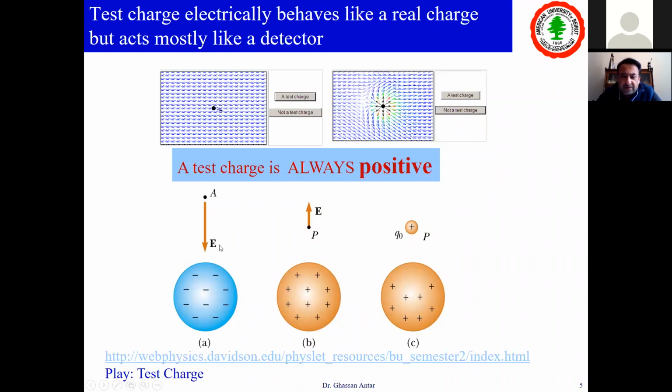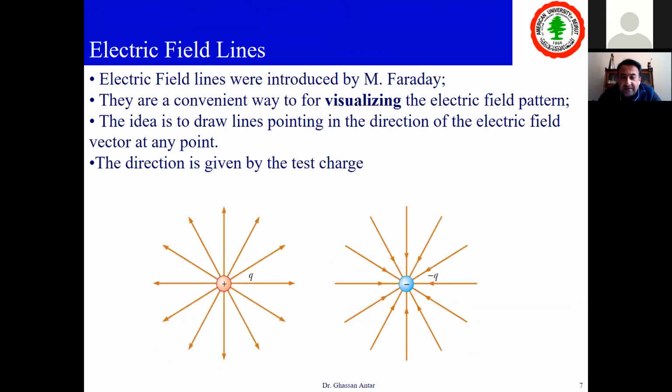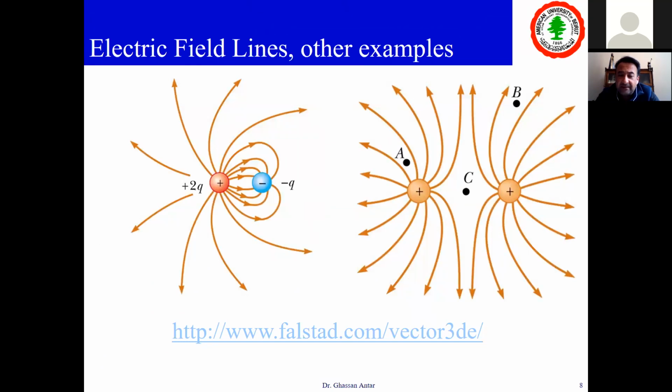This graph here shows, if you compare B and C, the difference between a test charge and a real charge. I cannot use a real charge to measure the electric field caused by another charge, because this real charge will actually affect the charge distribution on the other charge. So this is what we call the electric field lines. Since the charge is positive, the direction of the electric field line will be away from the positive charge and towards the negative charge. And so this is a schematic. We have seen, I think yesterday, some of these field lines that we draw here.